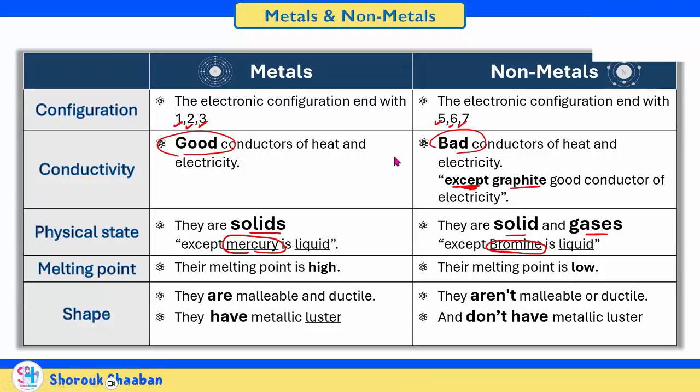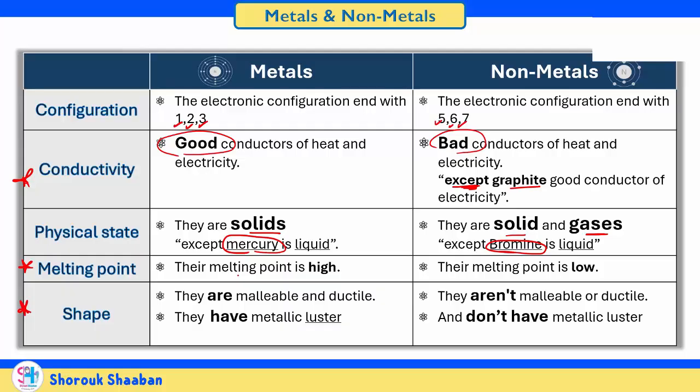About melting point, or even the shape, it's just like the conductivity. These 3 points, if you noted, are just the opposite in metals and non-metals. So, for example, conductivity in metals is good, in non-metals just bad. Melting point in metals is high.